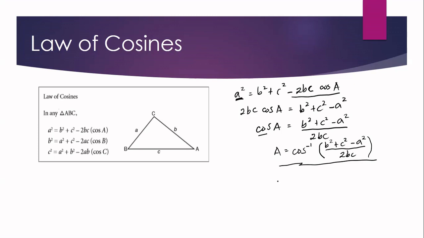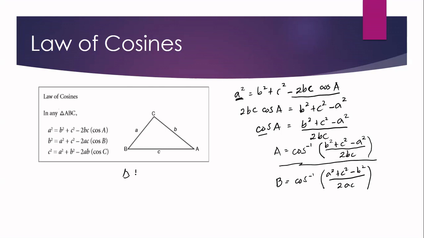So it's the same pattern. If we are going to get angle B, let's have cosine inverse of b squared plus c squared... These are the other two sides. So if this is b, the other two sides are a and c. So we will have a squared plus c squared minus b squared, all over 2ac. So that is our equation.